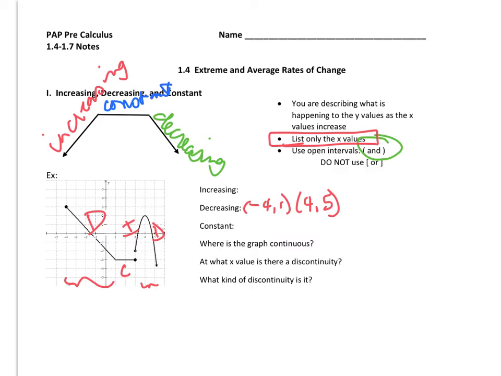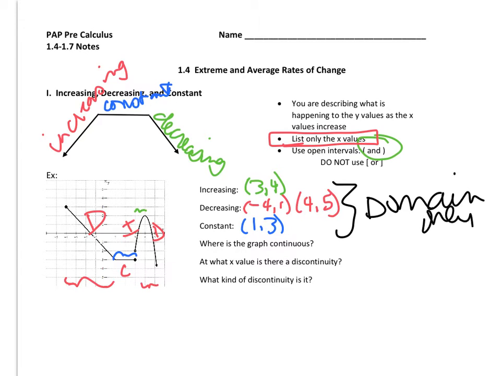I'm increasing right here. I'm doing a little spot. I'm increasing from 3 to 4. And I'm staying constant right here from 1 to 3. And so make sure that you use only x values. So you're basically giving me the domain part of this only.